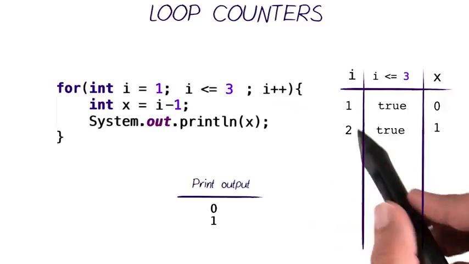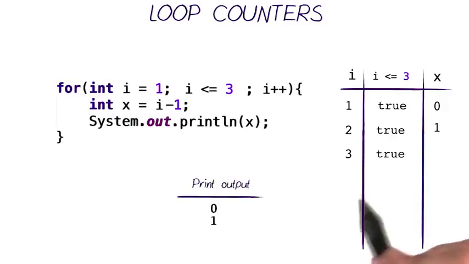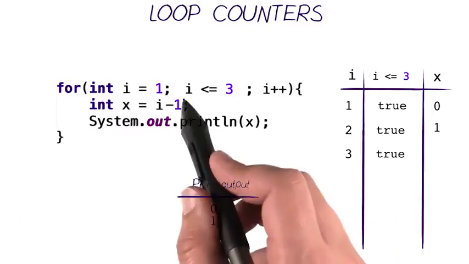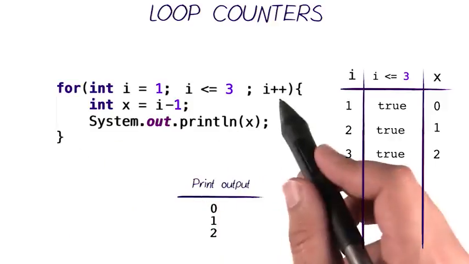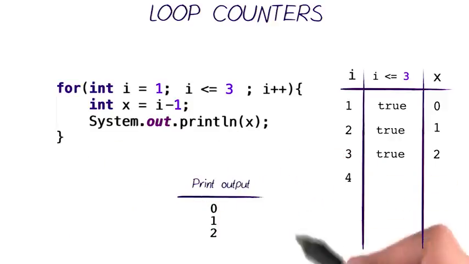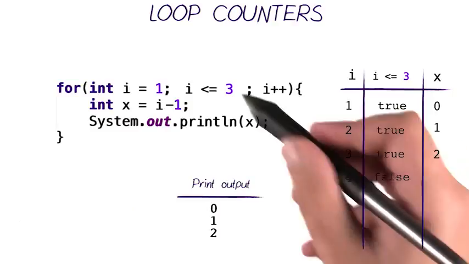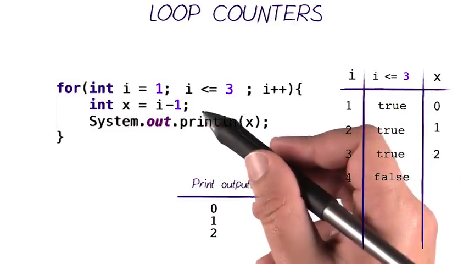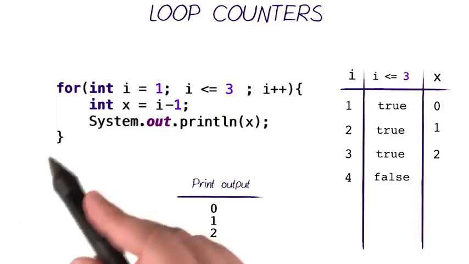We go back up, we increment i to make it 3, and then we do our comparison, and in this case it's still true. So we step inside our loop, we update x to become 2, and then we print out x here. We go back up, we increment i, making it 4, but 4 is no longer less than or equal to 3. So we're not going to even step into the loop, we're not going to update x, and we're not going to print out anything. This is the end of the loop.